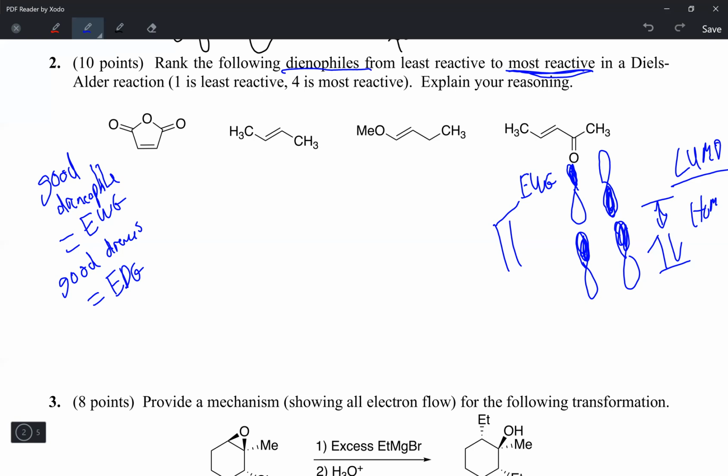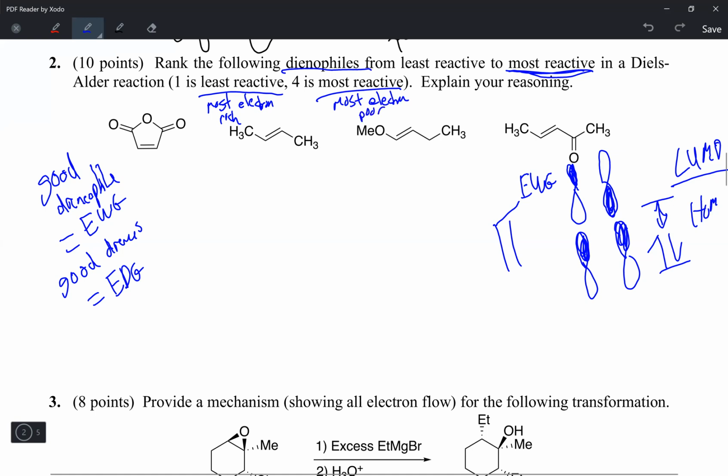So now order them from least reactive. In this case, you could think of this as low energy or most electron rich. Because what did we say? Dienophiles want to be electron poor or electron rich? Electron poor. So in this case, least reactive means it's electron rich, which would mean it's not very reactive because it's trying to be electron poor. And most reactive in this case would mean it's most electron poor. So that's the key.